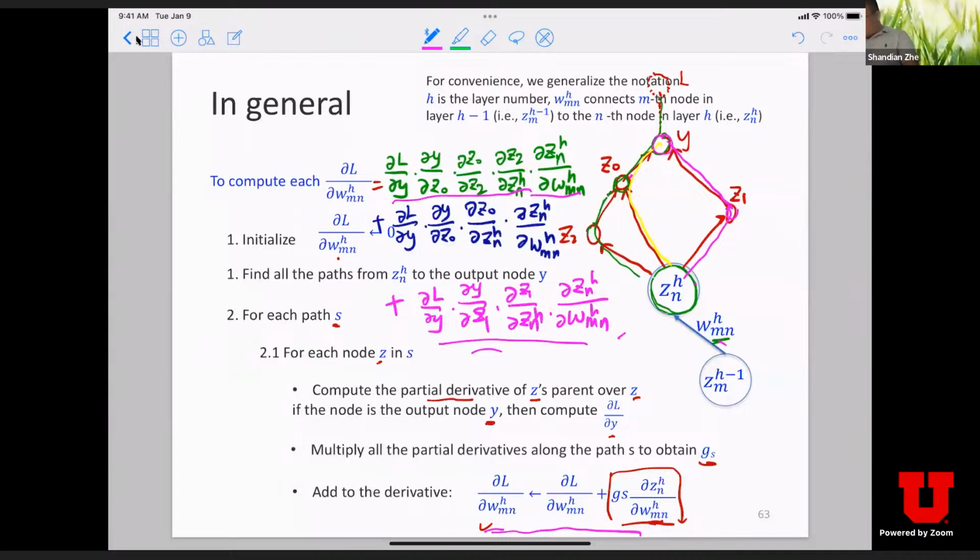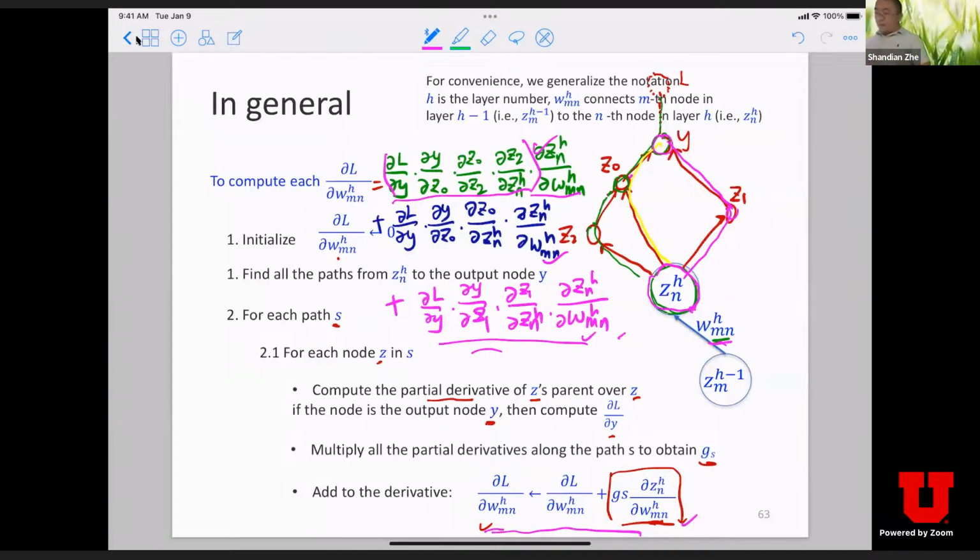So this is the one. Yeah, just stop at ZNH. Because for every path, finally, you get back to ZNH. You have to compute partial ZNH over partial WNH. It is a common factor. All right, so this is the same. They're all the same, for different paths actually.